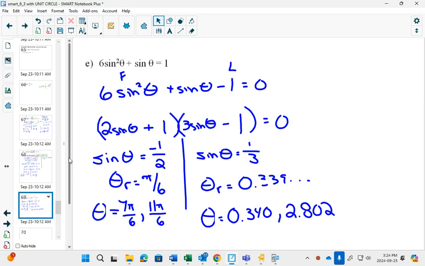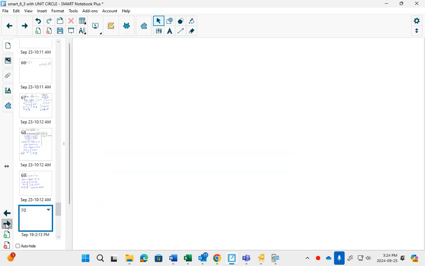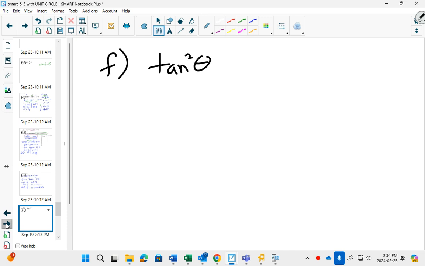Okay. So, this is another one that we could factor. What letter are we on? E. We're going to make an F. And this will be the most challenging of them all. Let's do one that we can't factor. There we go. Nice and not factorable. Right?